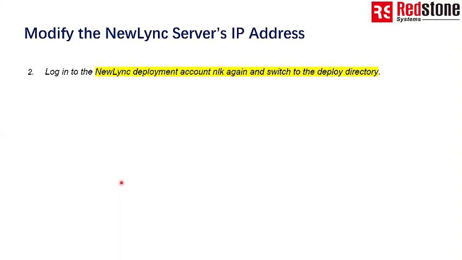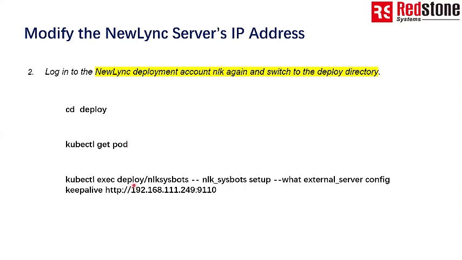Then, continue with the deployment account NLK again. Then switch to the deploy directory. This is the command. Then wait for a while so that you will be able to confirm that services are running, and use this command to check. And after that, you need to execute the following command to modify the IP. And of course, you need to pay attention to the correct IP addresses. Of course, the port as well.